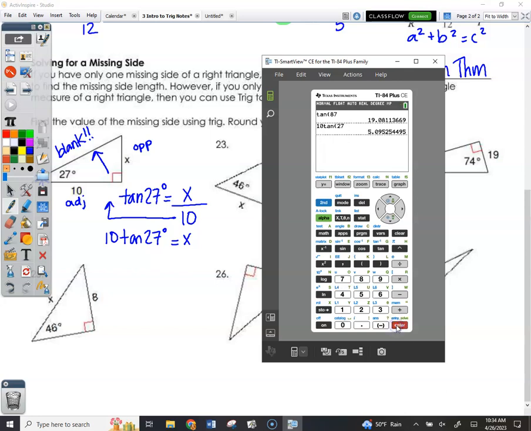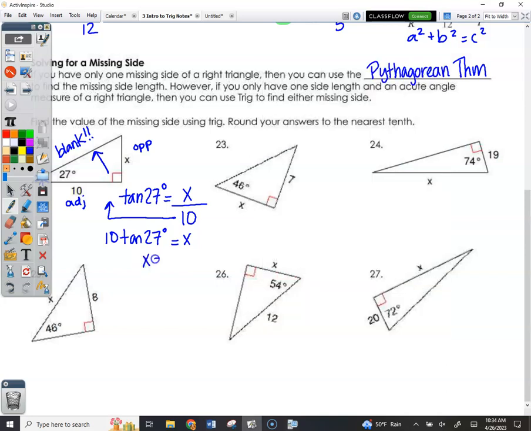And then hit enter. Now, what did they say to round to? I think this time it's the tenths, because we're talking about the length of the side. So if I'm rounding to the nearest tenth, that means I'm checking the second digit to see if it pushes the first digit up or not. Does it round up? Yes. It becomes 5.1.